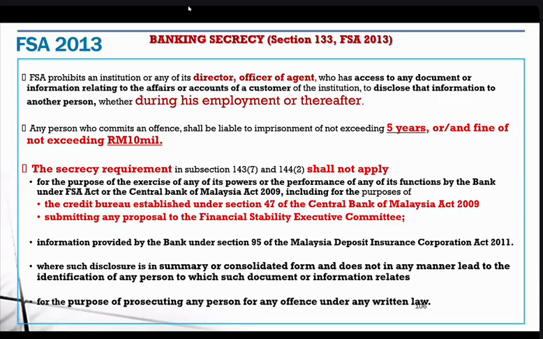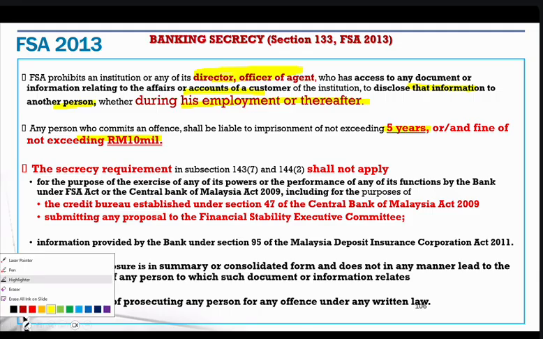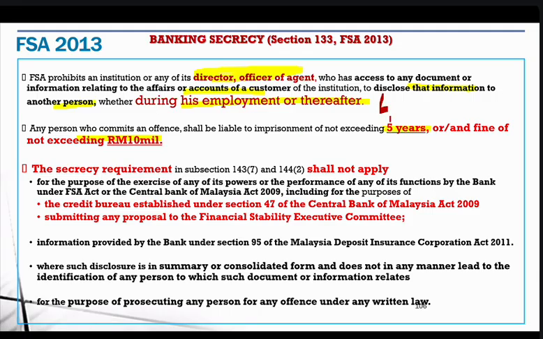What is banking secrecy? So mark this slide down. The rule is, any director, officer, or agent who has access to customer information and discloses it to another person during employment or thereafter faces a penalty of 5 years or not exceeding 10 million. They will test penalties in the exam, so you have to write the penalty points down. 5Y or 10M.